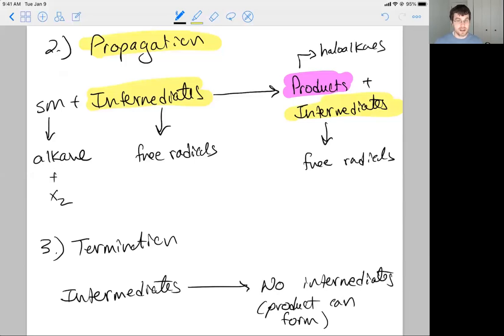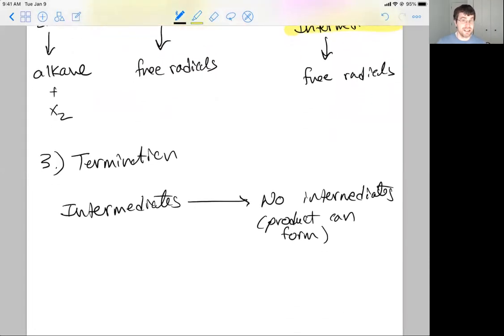The key thing is the number of intermediates. To understand the difference between initiation, propagation, and termination, we have to know how many intermediates are going to be on the left and the right. No intermediates to intermediates is initiation. Intermediates on the left and intermediates on the right is a propagation step. And intermediates forming no intermediates, or the consumption of intermediates to give things that are no longer reactive, that's termination. Termination is required.